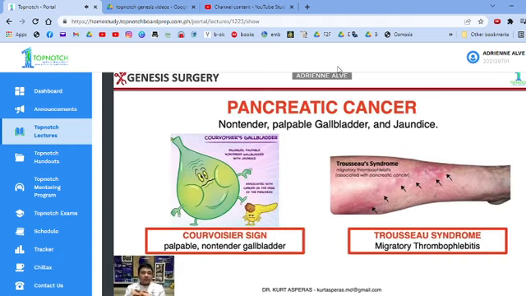Kung ang cholecystitis, may Murphy's sign. Ang pancreatitis, may Grey Turner and may Cullen sign. Ang pancreatic CA, meron din yan. Diba? Sabi natin ang constellation niya, non-tender, palpable gallbladder and jaundice. So other than that, yung isa pa, medyo high yield for the boards and exam purposes, yung tawag natin Courvoisier sign. Diba? Courvoisier sign. So again, palpable, non-tender gallbladder. And then yung Trousseau sign or migratory thrombophlebitis. Pag nakita mo din yung dalawa na yan, suspect pancreatic cancer.